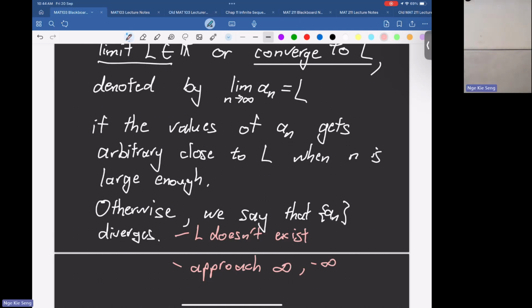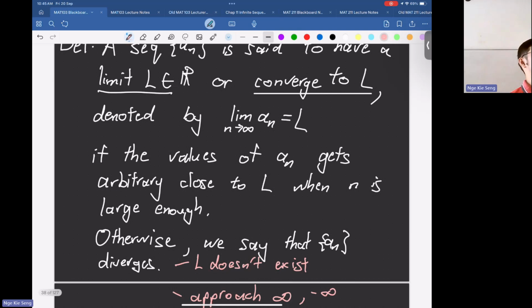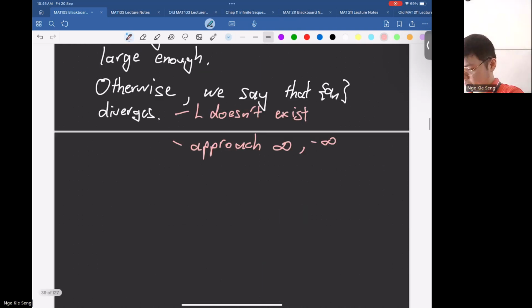Did I put that down? Okay, I did put that down. L is in R, so infinity is not an element of R. Does it make sense? Okay.